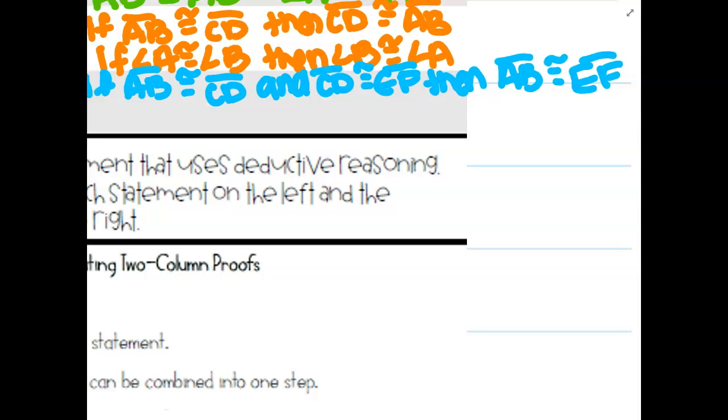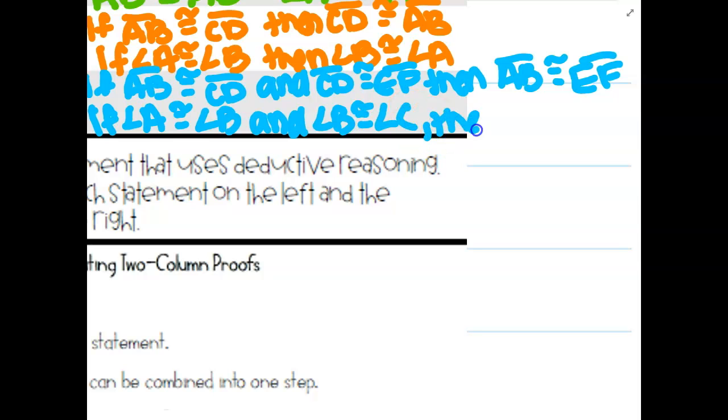And then you can do the same thing with your angles. So, if angle A is congruent to angle B, and angle B is congruent to angle C, then angle A is congruent to angle C. Like I said, those ones are pretty wordy, just with the angles, congruence, segments. But those are the same properties that you guys glued into your flipbook. We're going to need those today.